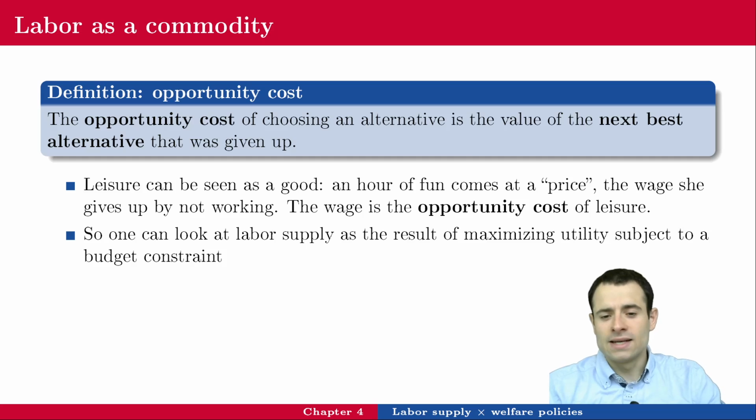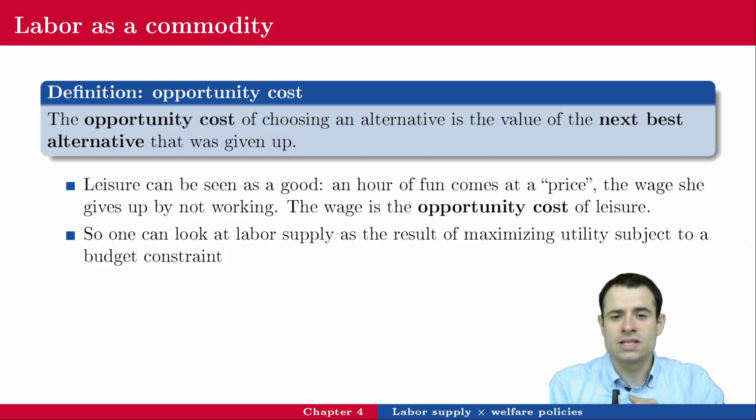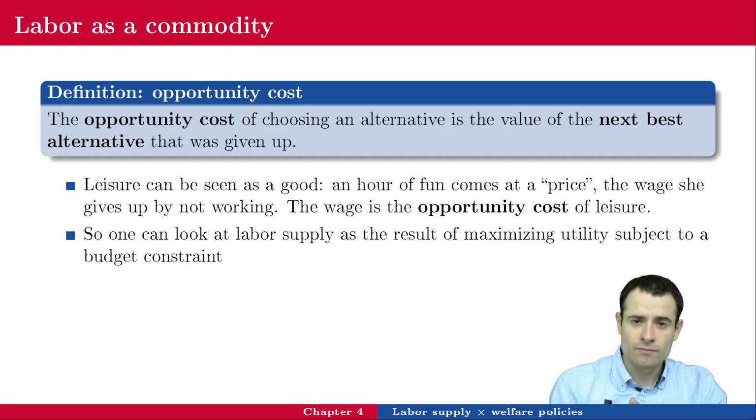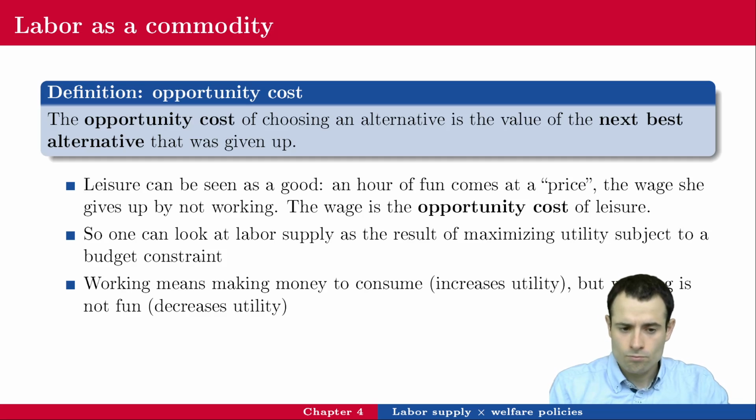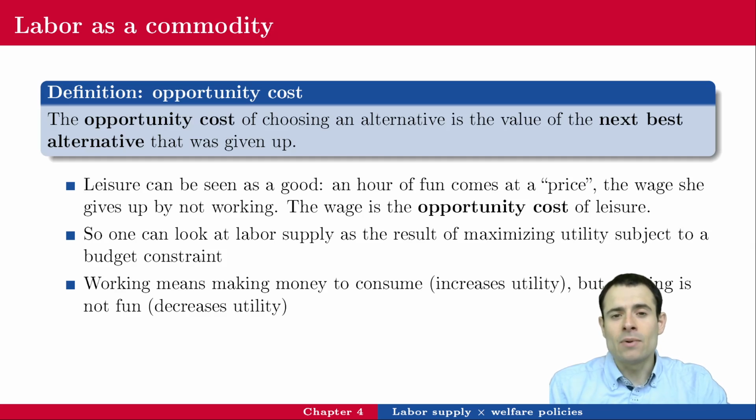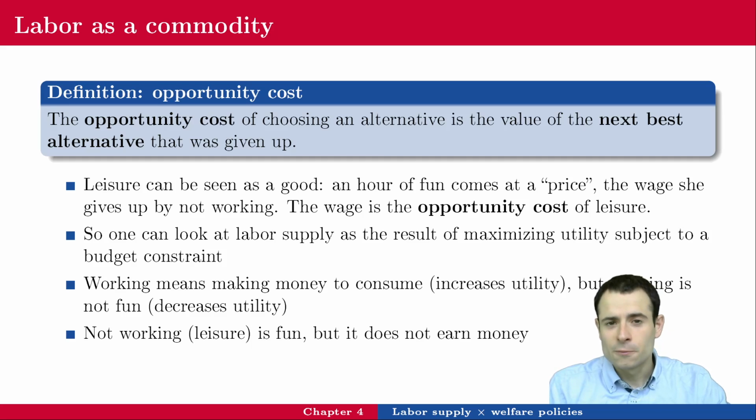So one can look at labor supply as the result of maximizing utility subject to a budget constraint. Part of the budget constraint is going to include the wage, which is going to constitute labor income, which can be used for consumption purposes. Working means making money to consume, and this way we can increase our utility. But working is not fun. So working decreases utility. Fun, on the other hand, or leisure, increases utility, but it does not earn money.